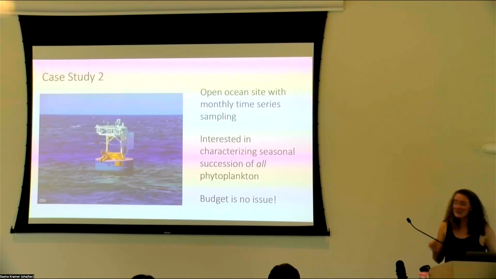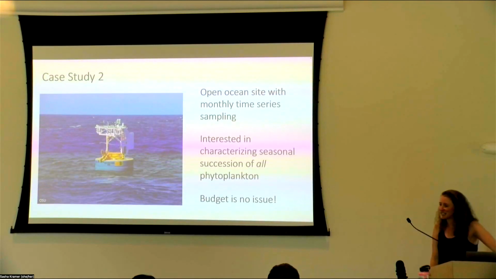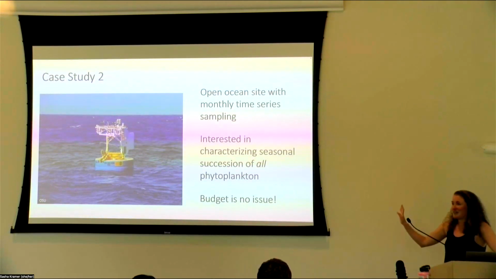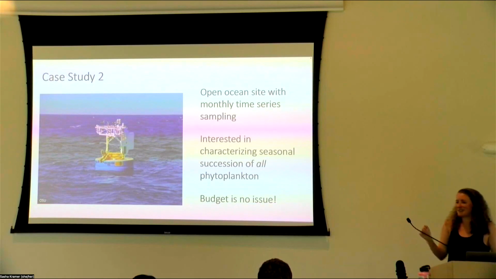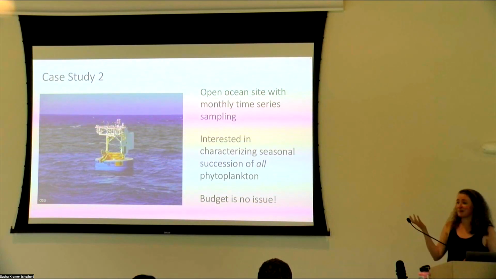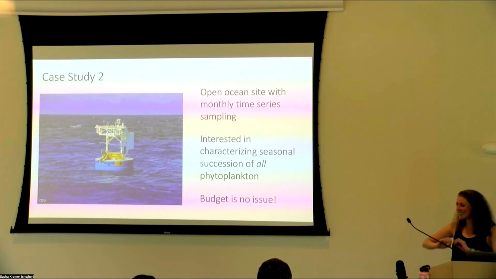All right. So case study 2, in this case, we have an open ocean site with monthly time series sampling. You want to characterize all phytoplankton and you're interested in the seasonal succession. So you want everything and you want to know when and where. And wouldn't this be nice? Budget is no issue. So don't worry about restricting yourselves. What methods would you use and why?